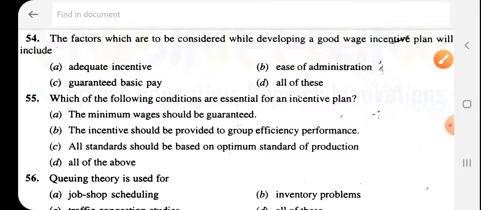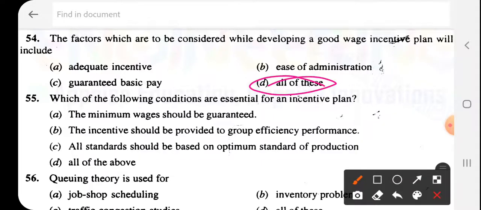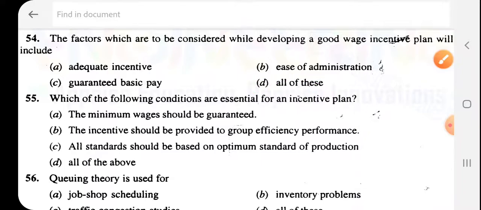Factors to be considered while developing a good wage incentive plan will include all of the above: adequate incentive, ease of administration, guaranteed basic pay, and all of the above. So 54 is D. 55.